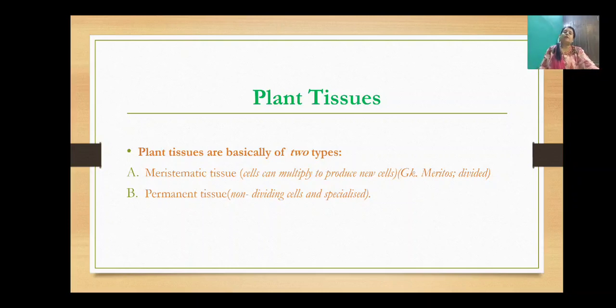Now let us learn about the plant tissues. Plant tissues are broadly classified into two categories. One is the meristematic tissue. Meristematic tissue is a kind of tissue in which the cells multiply to form new cells. The other kind of plant tissue is the permanent tissue, which is made up of non-dividing and specialized cells, right? So meristematic tissues are actively dividing cells, they produce new cells, okay? And the permanent tissues are non-dividing cells, they are permanent.